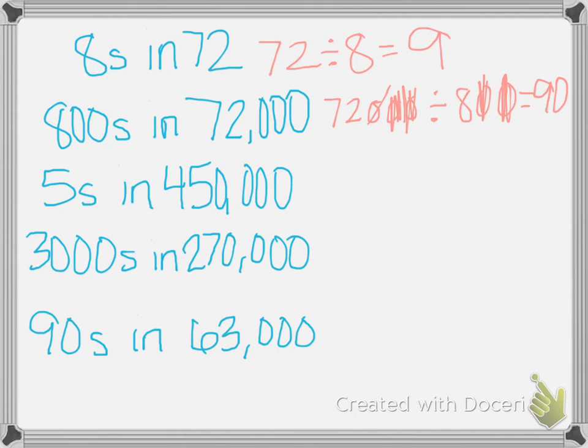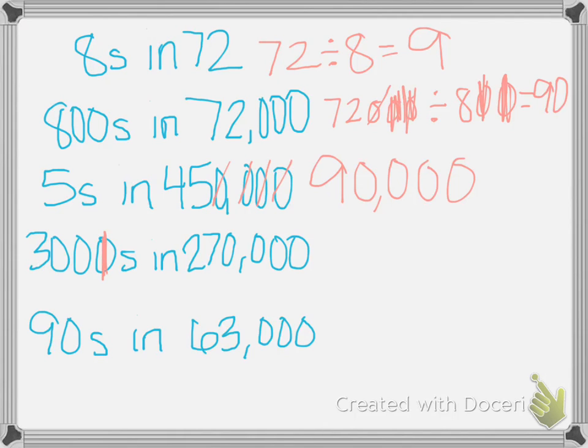How many 5s are in 45,000? So again, it's the same thing as saying 45,000 divided by 5. So we're going to ignore the 3 zeros for a second. 45 divided by 5 is 9, and then add those 3 zeros back. 9,000. How many 3,000s are in 270,000? That's the same thing as saying 270,000 divided by 3,000.